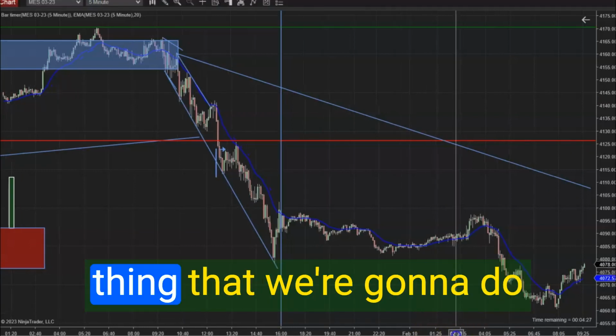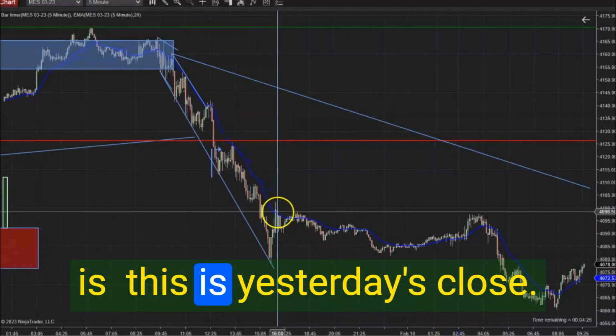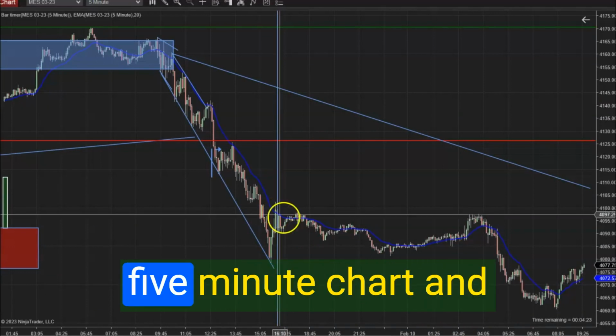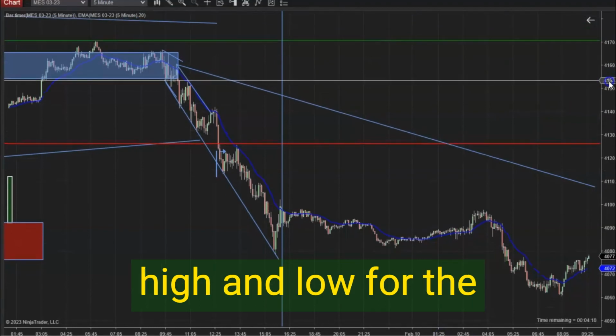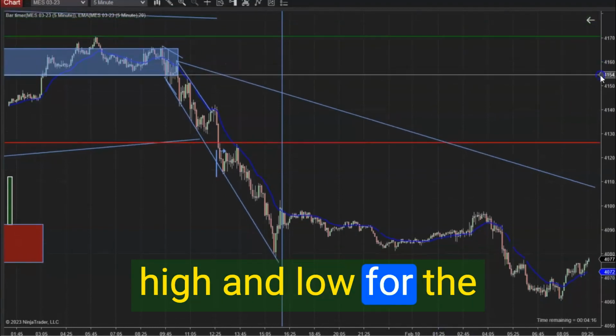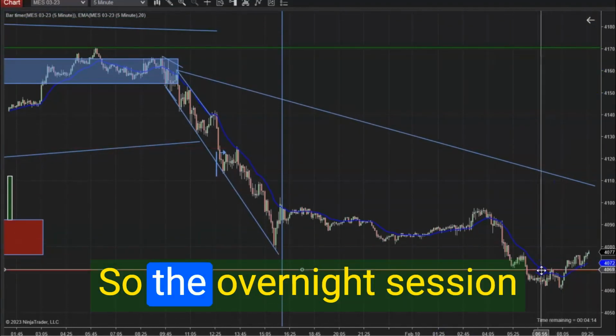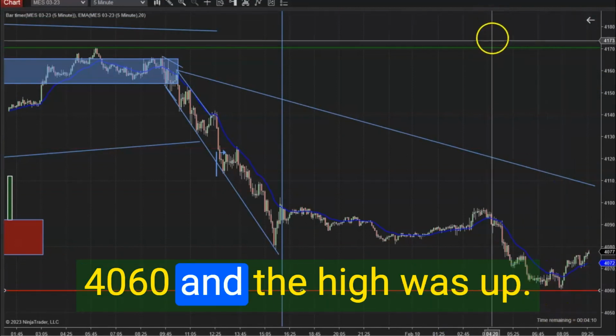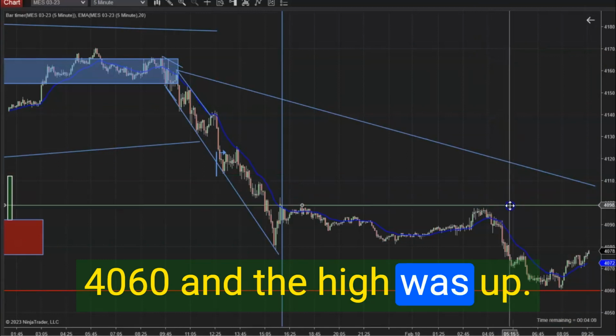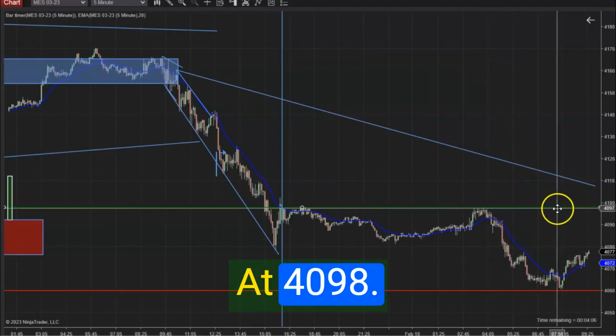And as always, the first thing that we're going to do is look at yesterday's close. We're looking at a 5-minute chart, and we're going to put in the high and low for the overnight session. So the overnight session low was down here at 40.60, and the high was up here at 40.98.